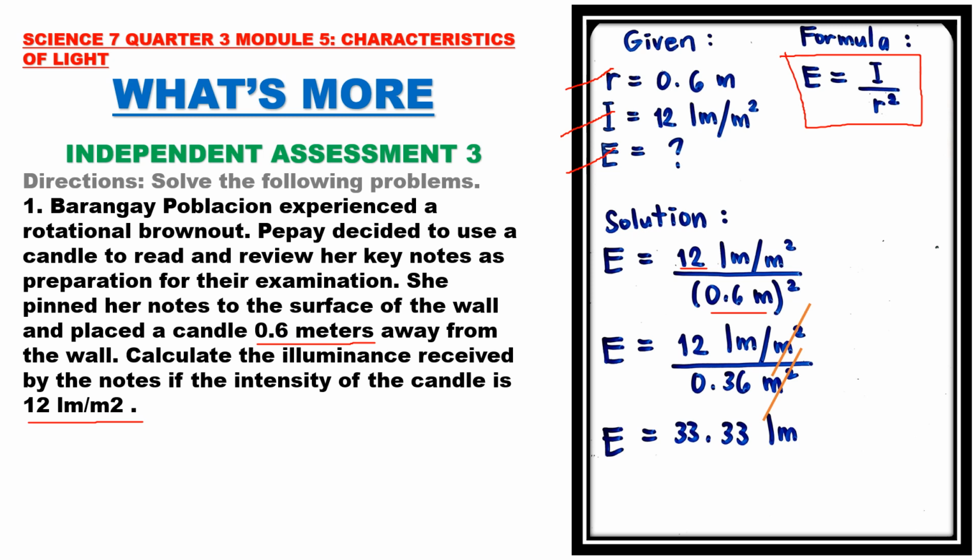Okay, so i-square yun. So 0.6 squared is 0.36. So magiging meter squared yung ating unit. So 12 divided by 0.36 is equals to 33.33. So, ang meter squared ay makakancel. Cancel. So, ang matitira na lang natin na unit ay lumen. So, ang ating magiging final answer ay 33.33 lumen. So, yung candle natin ay merong illuminance na 33.33 lumen.